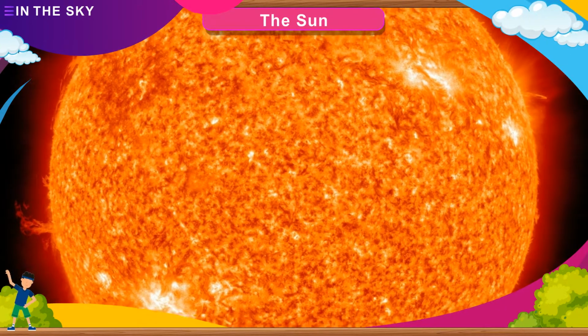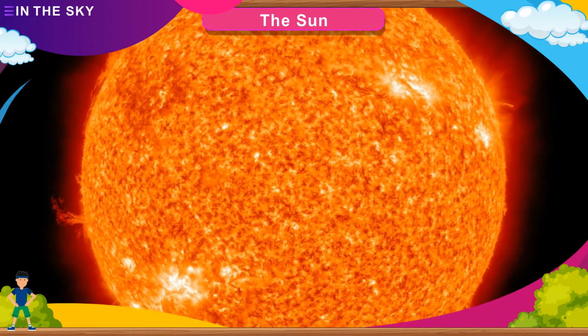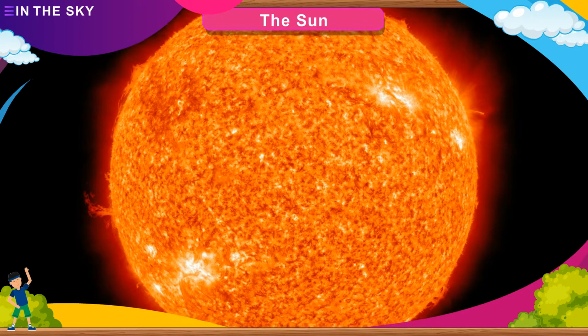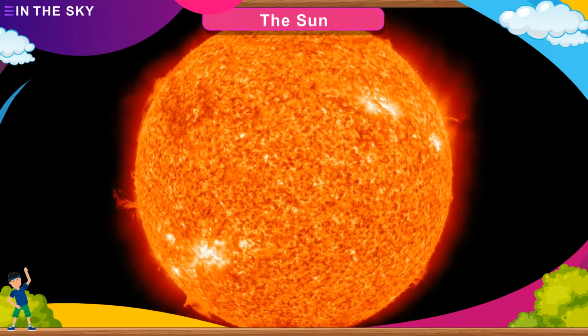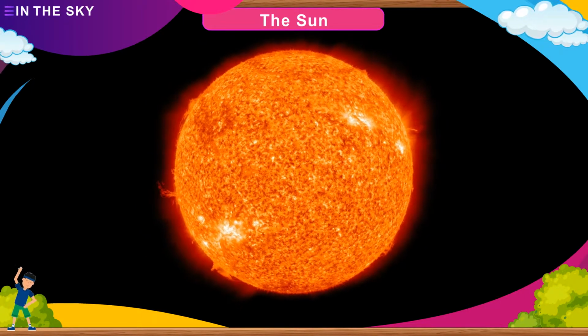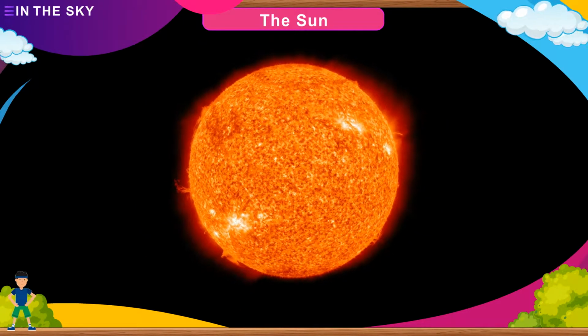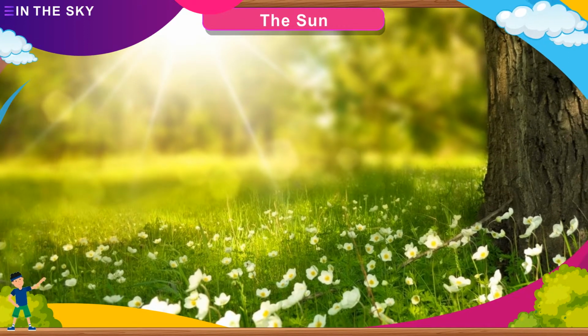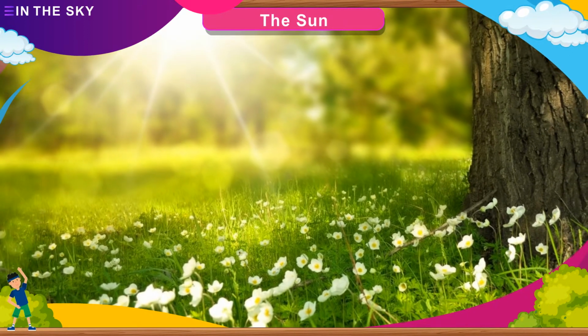The sun. The sun is the nearest star to the earth. It is a giant ball of hot gases. It is very far away from the earth. Therefore, it looks small. There would be no life possible on earth without the sun.